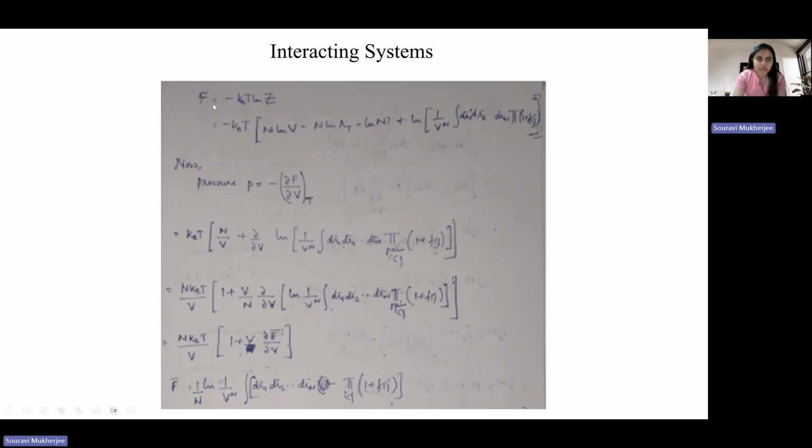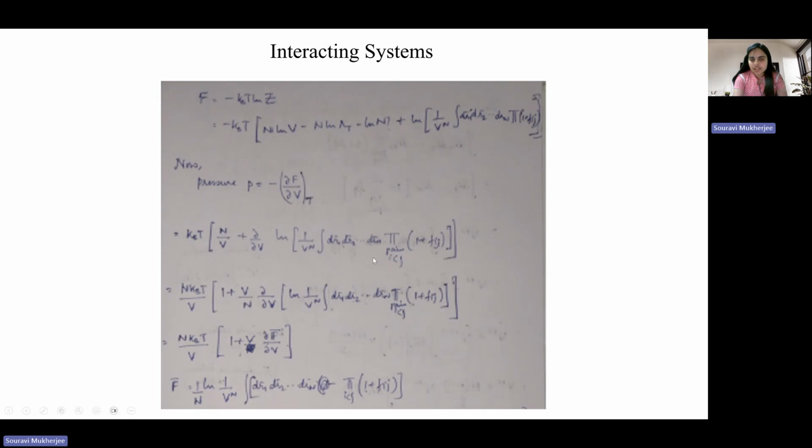So now once you know the expression of F, you use that to try to find an expression for P. P is a thermodynamic variable, so you can actually use this relation to find an equation of state as well, right? So what you can do is take this entire description and do a derivative with respect to volume. Okay, so this is how the equation will look like.